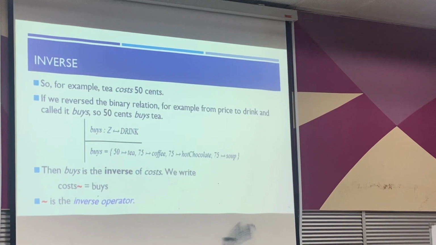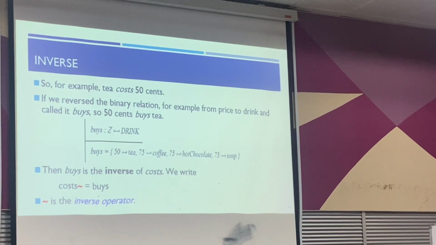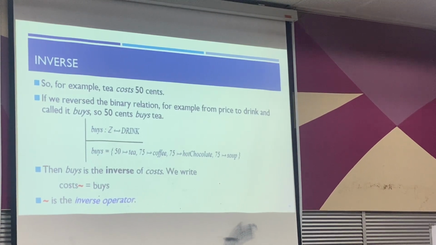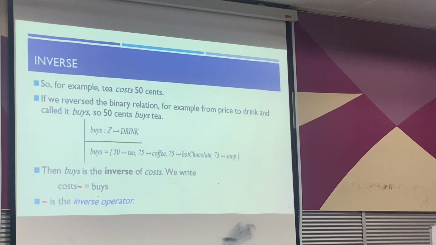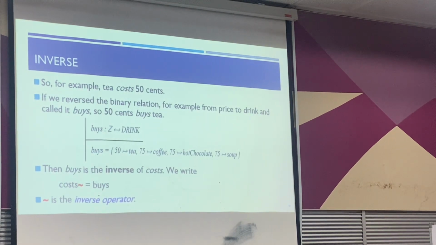Domain becomes range, range becomes domain. Okay. So this inverse operator is used when, for example, just now, when I want to search ID, no problem. I'm using relational image, right? Using relational image, no problem, because I search through domain.